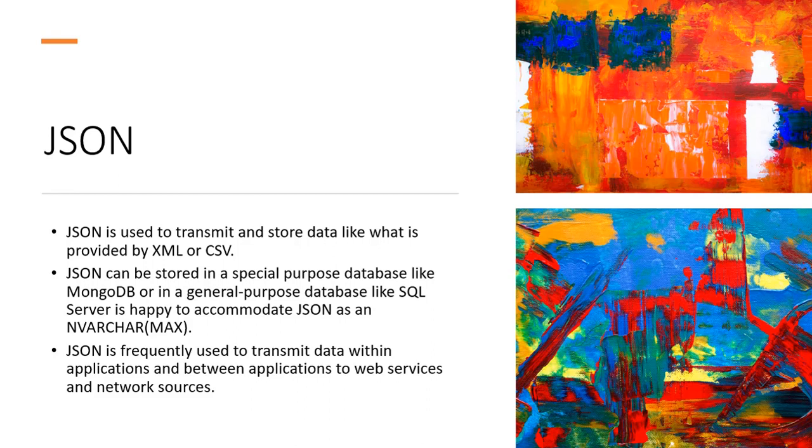JSON can be stored in a special purpose database like MongoDB or in a general purpose database like SQL Server. Now, JSON does not have a native data type. So we normally take nvarchar(max) and put our JSON into it, and then we're able to apply methods to it or to query it. And again, JSON is frequently used to transmit data within applications or between applications to web services and network sources.